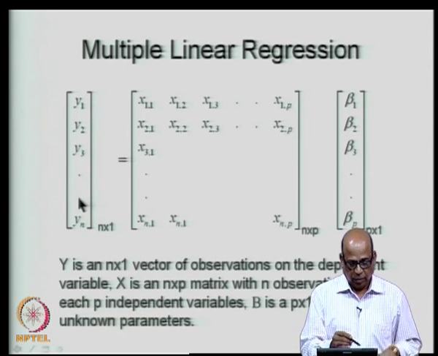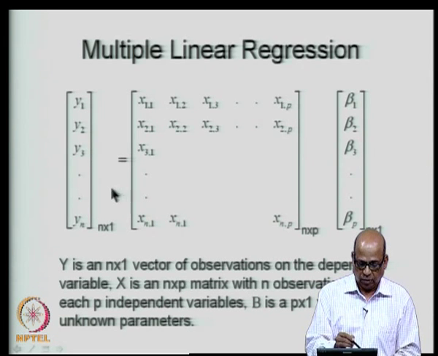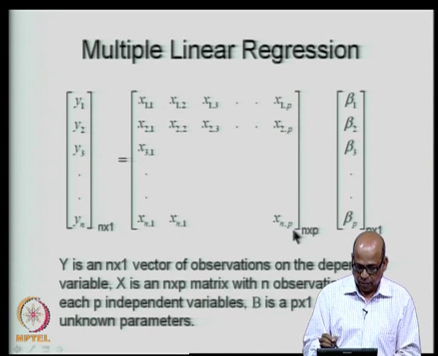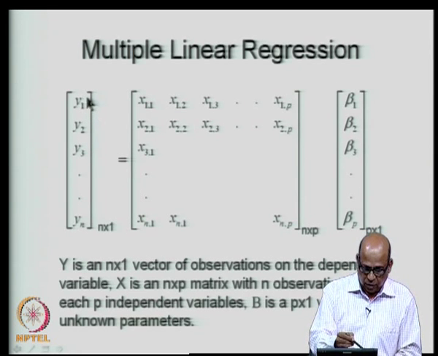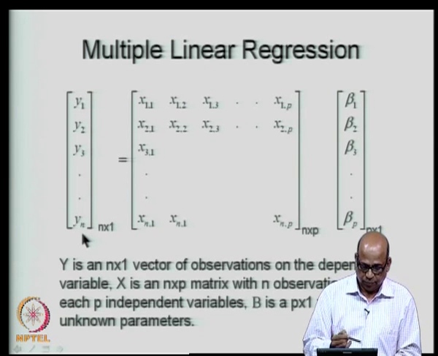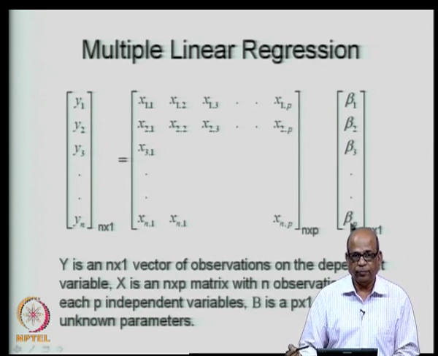So, when we write it in the matrix form, in the long form, y 1 to y n is an n by 1 vector, and then you have an n by p matrix and then a p by 1 vector here. So, this is what we write. Remember, these are the observed values of the dependent variable, these are the observed values for the independent variables, and these are the parameters beta 1, beta 2, etcetera, beta p.